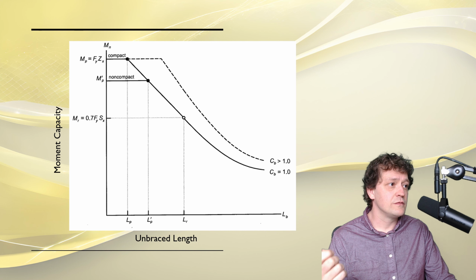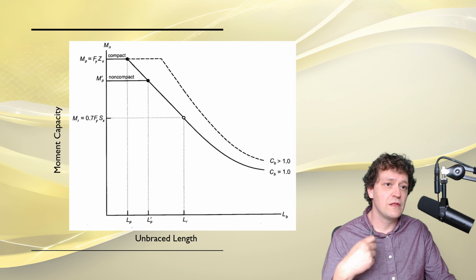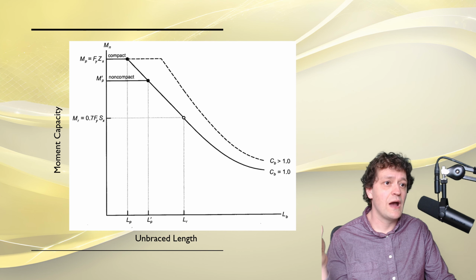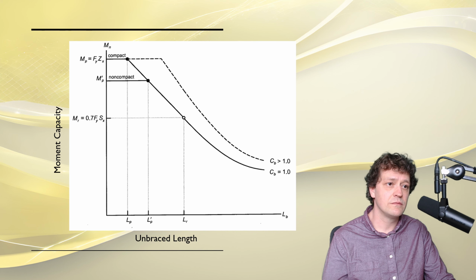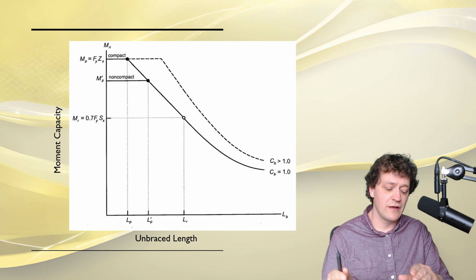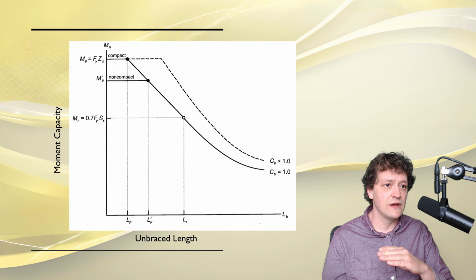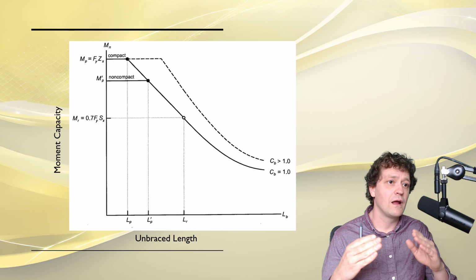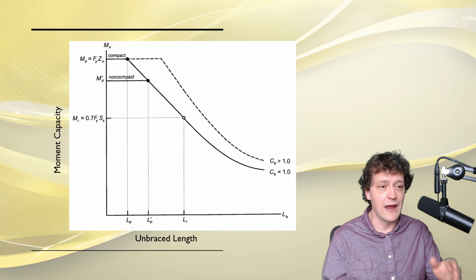So this chart here is, to me, the most important chart in beam theory. On the y-axis, you have the moment capacity of your beam, and that is the bending strength of the beam. Along the x-axis is your unbraced length, which we saw on the previous slide is the distance between braces. Again, this is not the beam length.